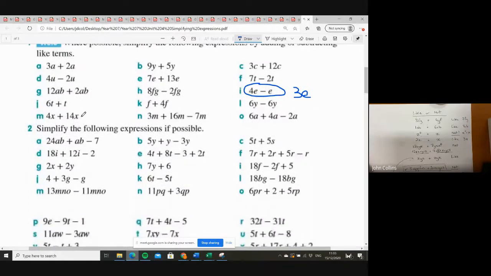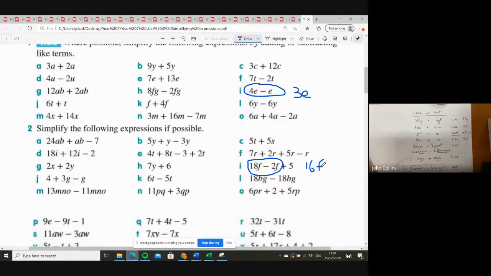4x plus 14x. How many x's are there in total? 18. Let's look at one of the ones in question 2. So there's some unlike terms here. So let's look down here at this one. 18f take away 2f's plus 5. So I can only add and subtract the ones with f. 18f take away 2f. That gives me 16f's. 18f's if I take away 2, 16f's. What do I do with the 5?